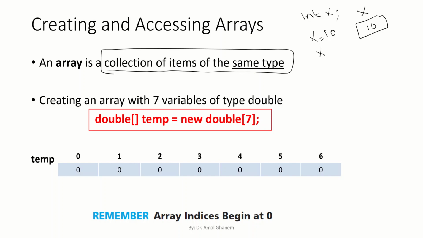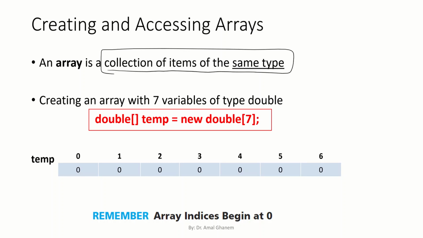If I again say x equal 20, it means the old value will be removed and the new value will be 20. What I'm trying to reach now is to have many values instead of only one, and they have the same name, and of course they should have the same type. So that's why we need an array.